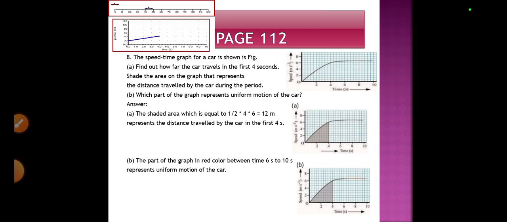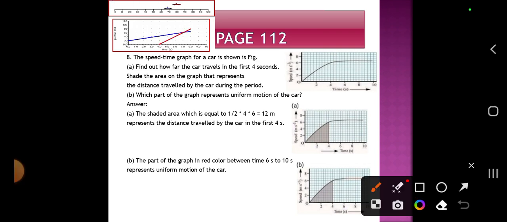Now the speed time graph for a car is shown here. Find out how far the car travels in the first 4 seconds. Shade the area on the graph that represents the distance traveled by the car during the period. Okay, let's see how it is. And second, which part of the graph represents the uniform motion of the car? Now here this is the shaded area we have.